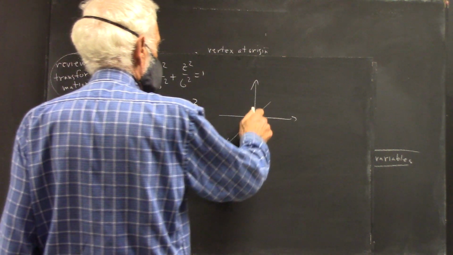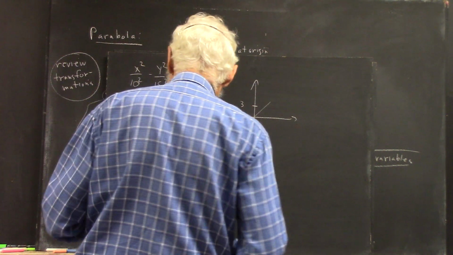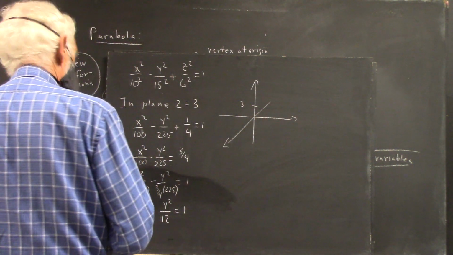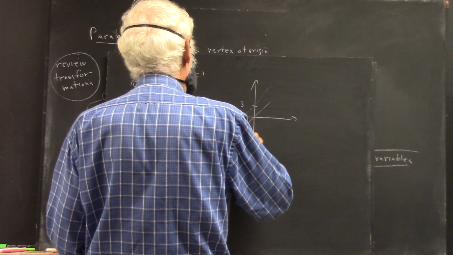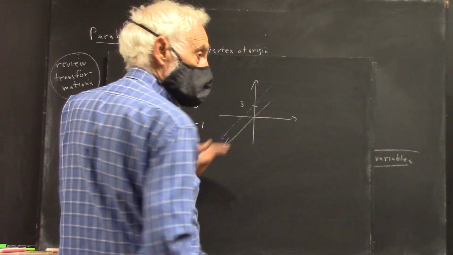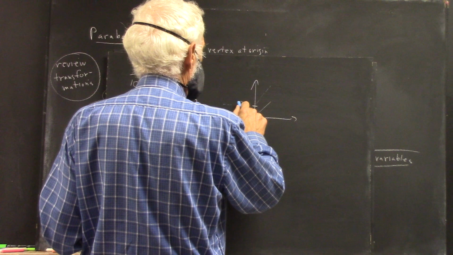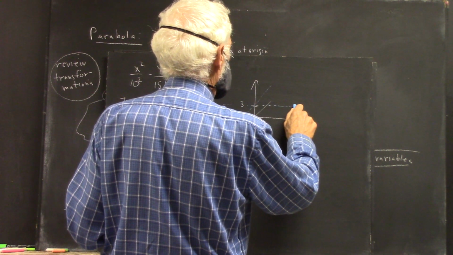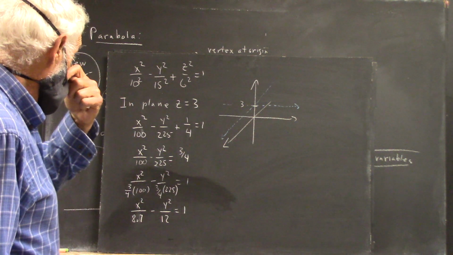In the plane where z equals 3. So here's 3. Now I'm going to draw an auxiliary set of coordinate axes. So this is like an x-axis, but through the z equals 3, so it's not really the x-axis. And an auxiliary y-axis.